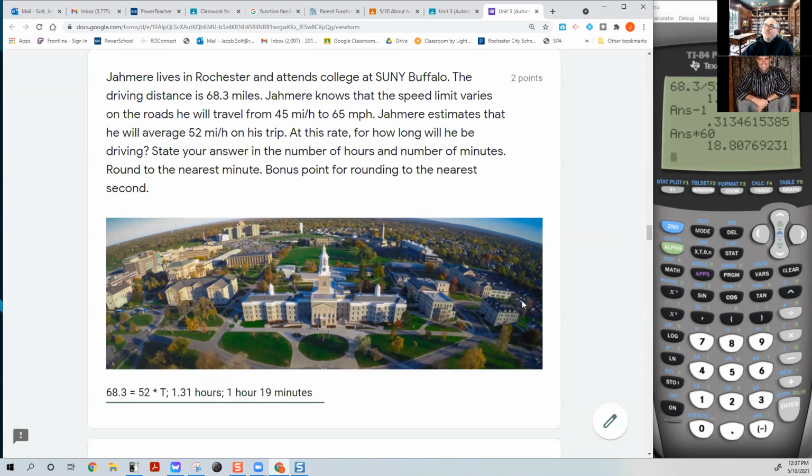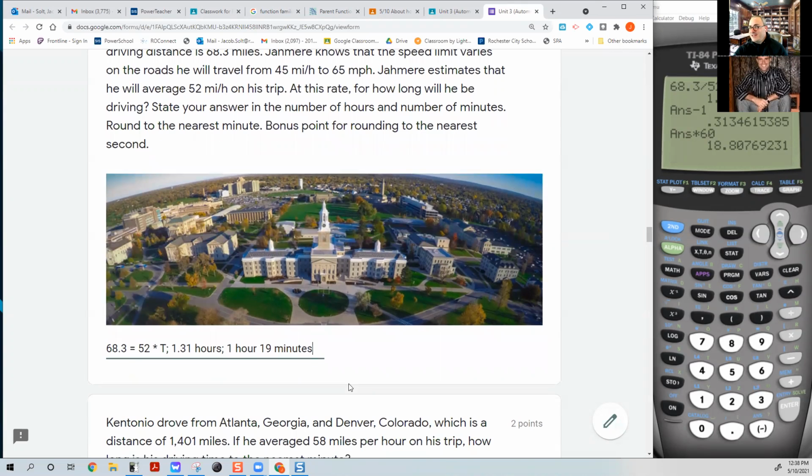However, if you wanted to, you could probably find out what this was to the nearest second. That's for the bonus point. All right, I won't go over that. You can try to figure that out, how to get rid of that 18 and then convert the change into how many seconds there'll be.